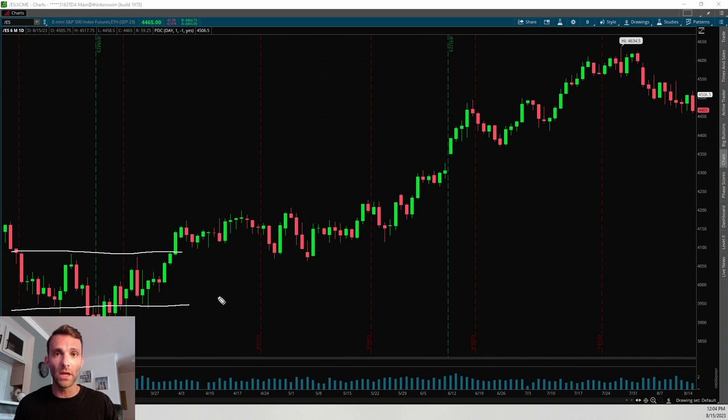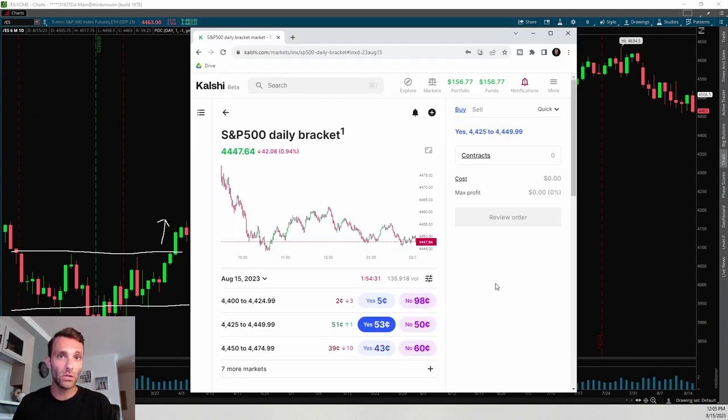Now, nothing works 100% of the time, but you can see right here, just keeping this example very simple, when it got through this area of resistance, it had a nice move to the upside and had a pretty decent breakout. Now let's go structure the trade.